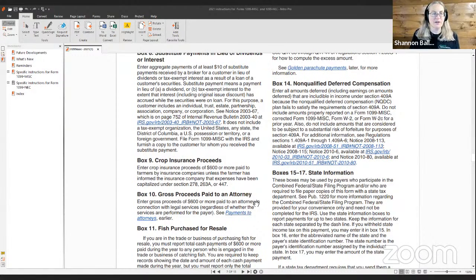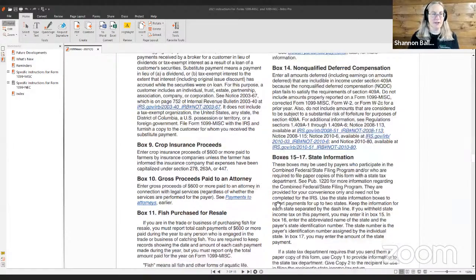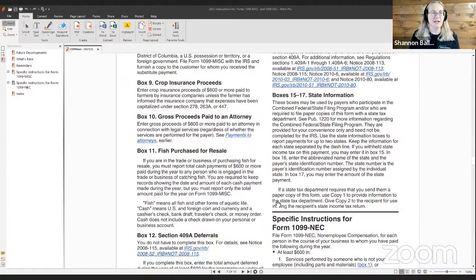It does not include a tax-exempt organization, the United States, any state, the District of Columbia, a U.S. possession or territory, or a foreign government. File Form 1099-MISC with the IRS and furnish a copy to the customer for whom you received the substitute payment. Box 9, crop insurance proceeds.